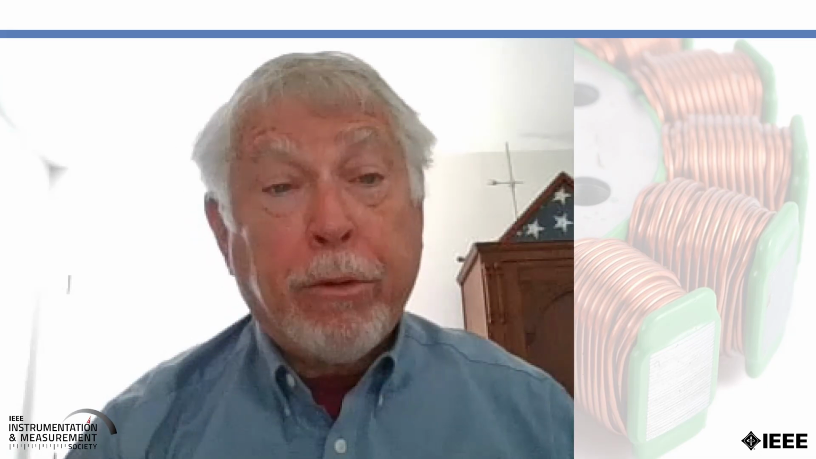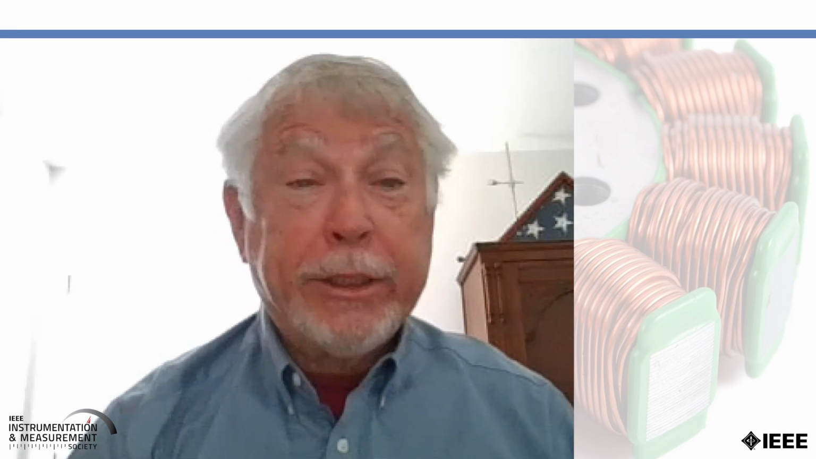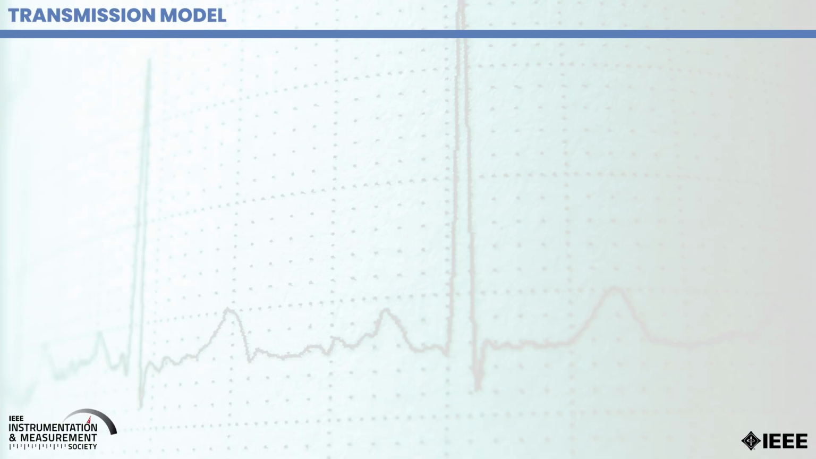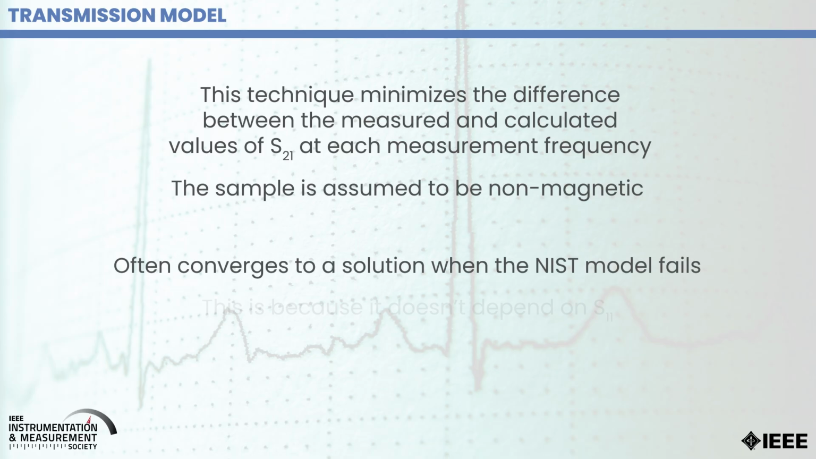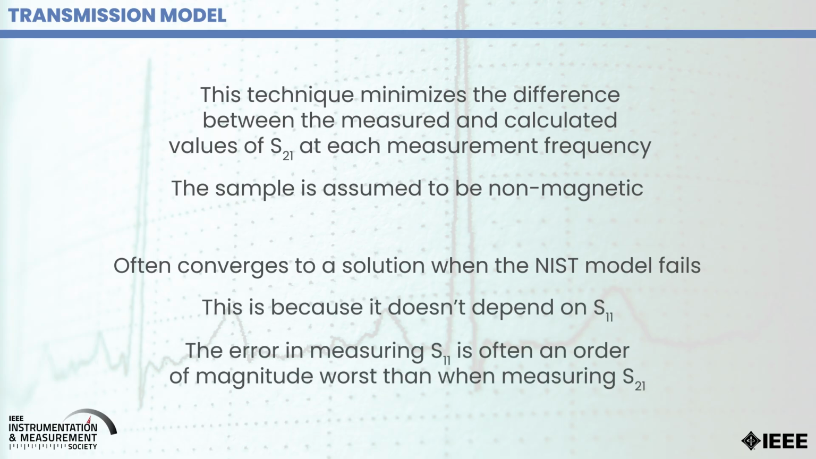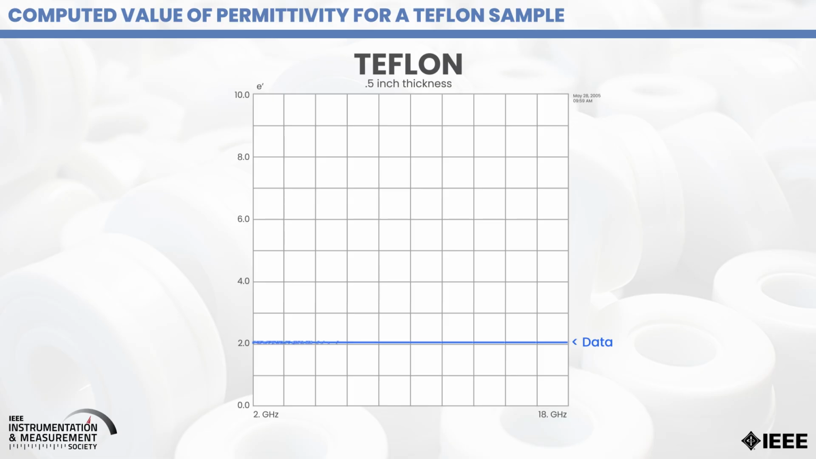The transmission model only uses the transmission coefficient, S12 or S21. This technique is iterative. It minimizes the difference between the measured and the calculated value of the transmission coefficient at each measurement frequency. Much like the NIST model, the sample is assumed to be non-magnetic. It often converges when the NIST model fails. This is a measurement of half-inch thickness of Teflon in a coaxial sample holder. As you can see, we get the expected values for Teflon.